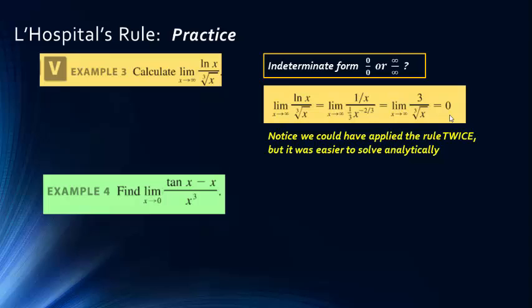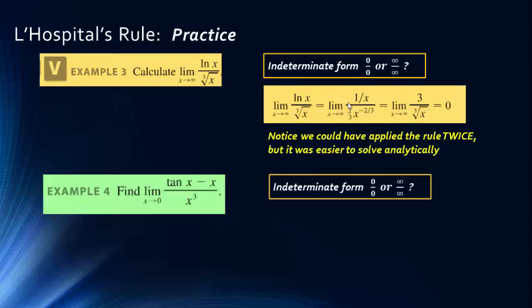Notice we could have applied L'Hopital's rule twice here, because this goes to 0 and this goes to 0, but it just seemed easier to simplify it algebraically or analytically instead of trying L'Hopital's rule again, especially when we'd be getting into more complex exponents and negative exponents.